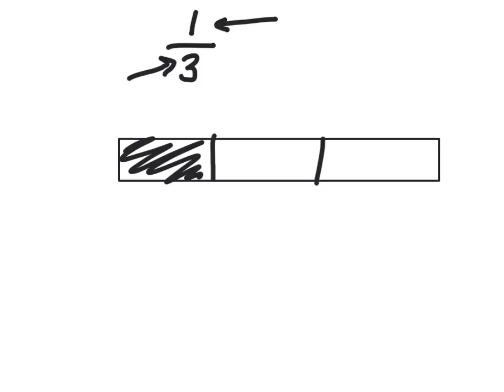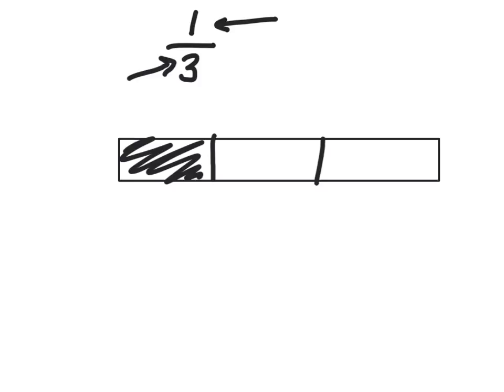Out of interest, if I were to shade all 3, that would be 3 out of 3, which would be the whole. We're not really looking at that right now, that's just a point of interest. So, this is 1/3. But what would happen if I cut each piece a little bit smaller?